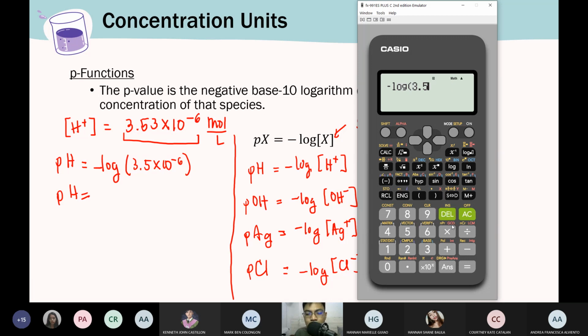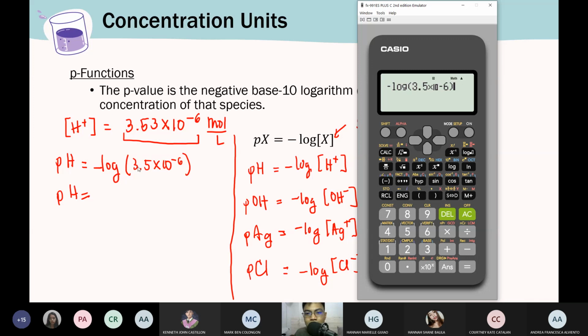Because I think some of you do this, no? Times 10 raised to 6. That's okay, but there is a shortcut. Just do it this way: press this, then write the exponent. The calculator already knows that it is scientific notation.